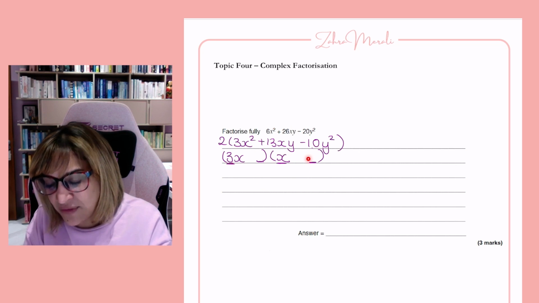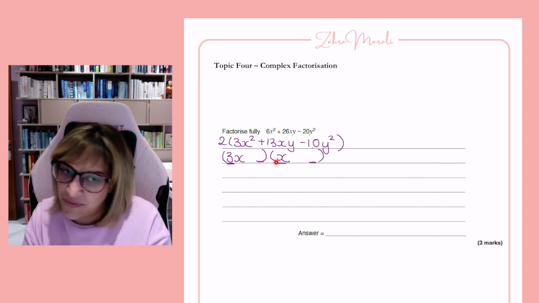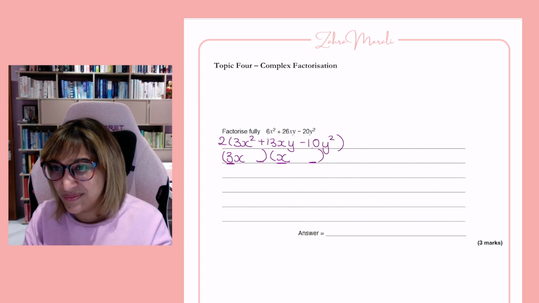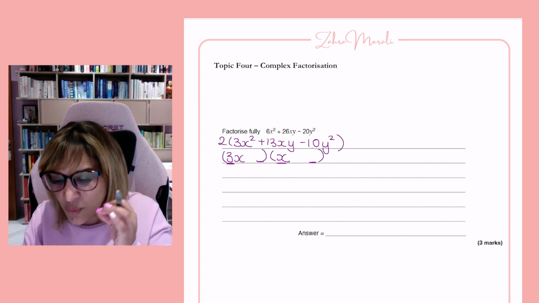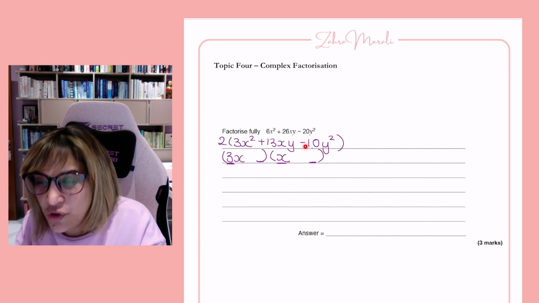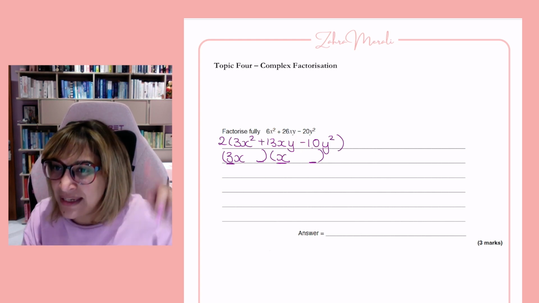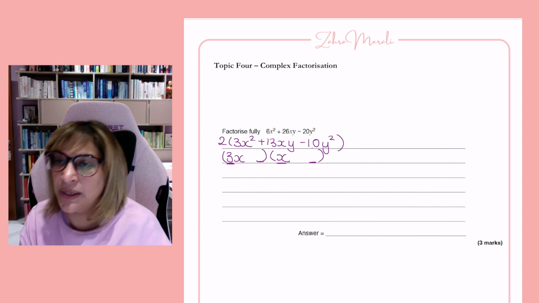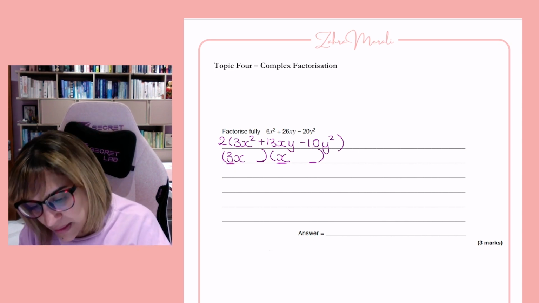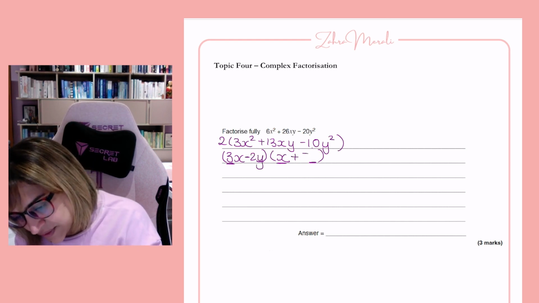3 times 5, 15. And multiply these 2 together. If this was a 2, we're like, okay, great. 15 minus 2 gives me 13. So the way that you think about it is if this is a minus, you know that you're taking away these 2 multiplied by each other to give you this. So we end up with 3x minus 2y and x plus 5y.